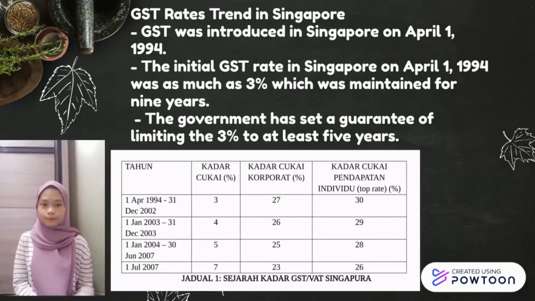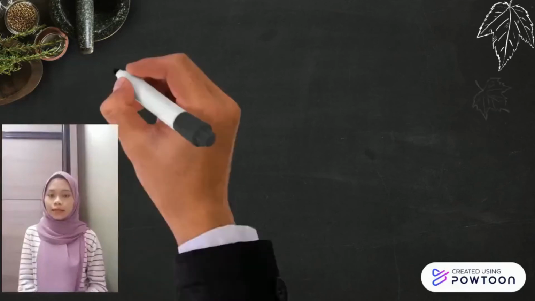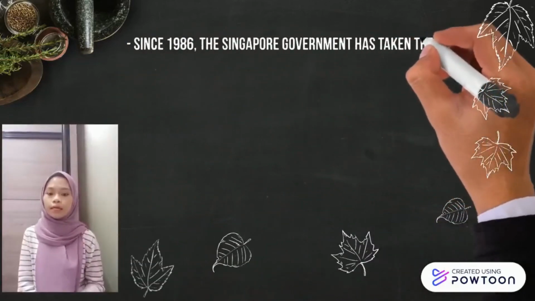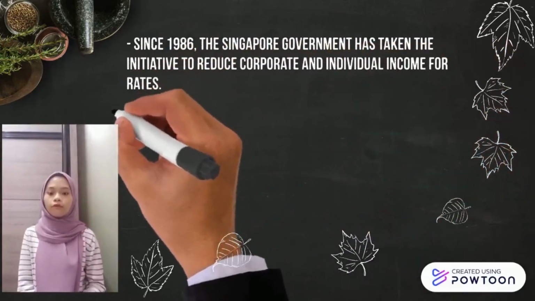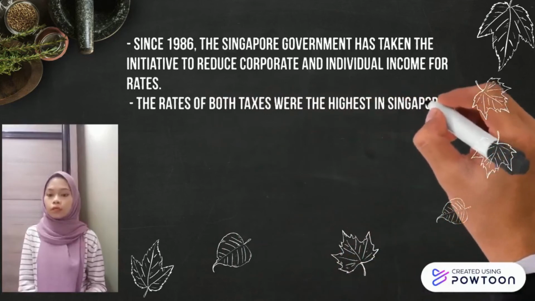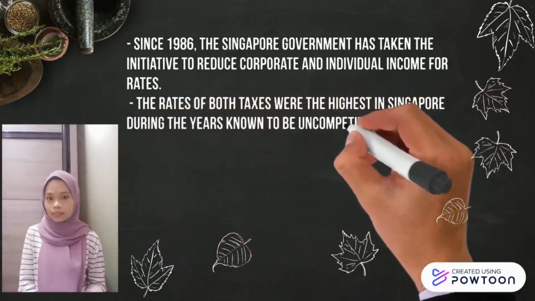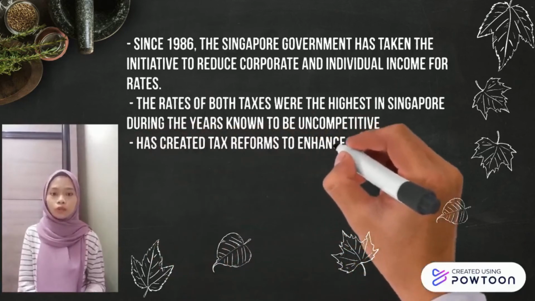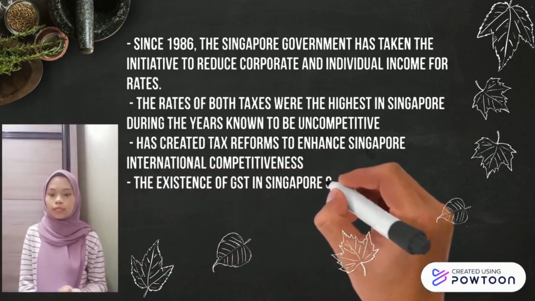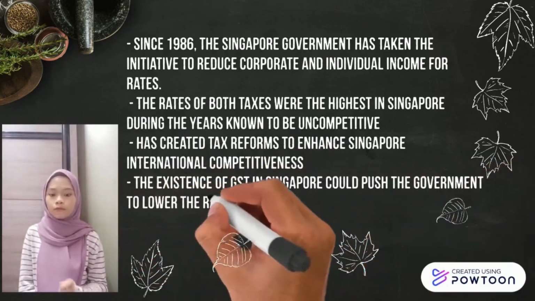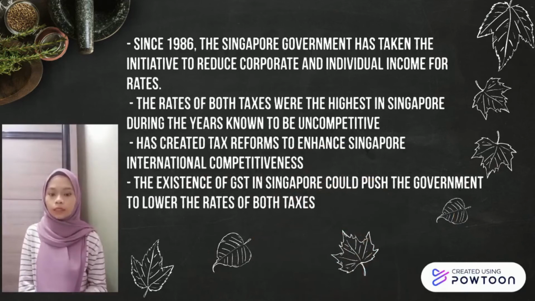Since 1986, the Singapore government has taken the initiative to reduce corporate and individual income tax rates. The rates of both taxes were among the highest and were known to be uncompetitive. The government created tax reforms to enhance Singapore's international competitiveness through individual and corporate income tax cuts. Therefore, the existence of GST in Singapore could push the government to lower the rates of both taxes.